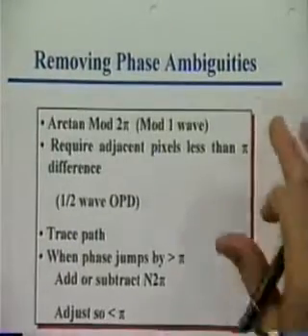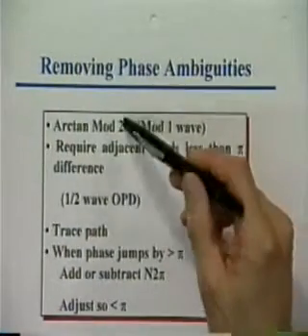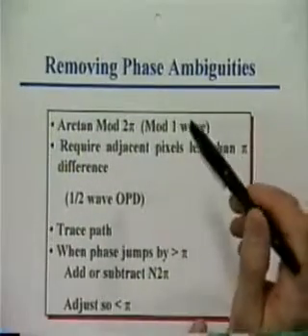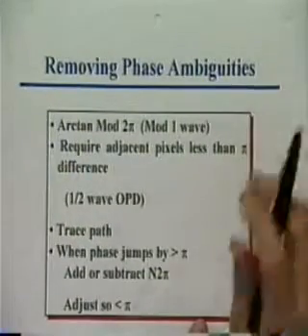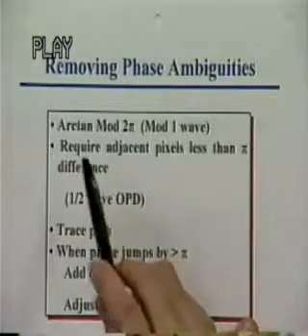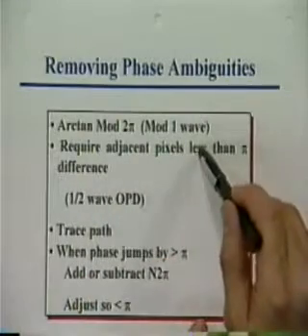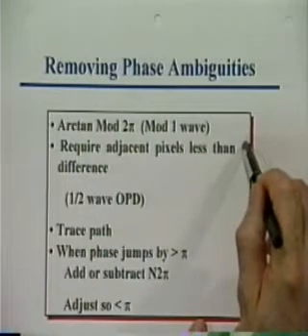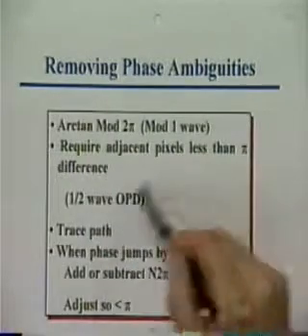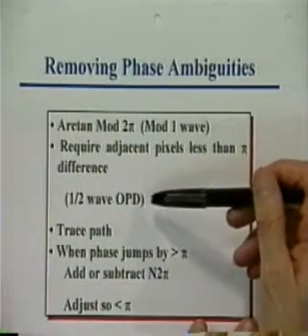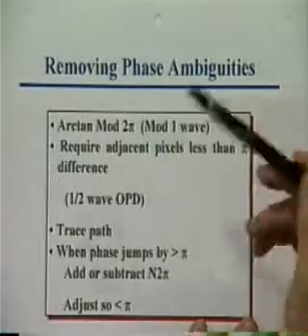So what we're saying here, we're doing the arctangent modulo 2 pi. I'm going to put a restriction on the phase difference between adjacent pixels. And let's say that the phase between adjacent pixels changes by less than pi. Okay? And so that's a half a wave optical path difference. If I'm looking at a surface at normal incidence, that would be, what, a quarter of a wave.